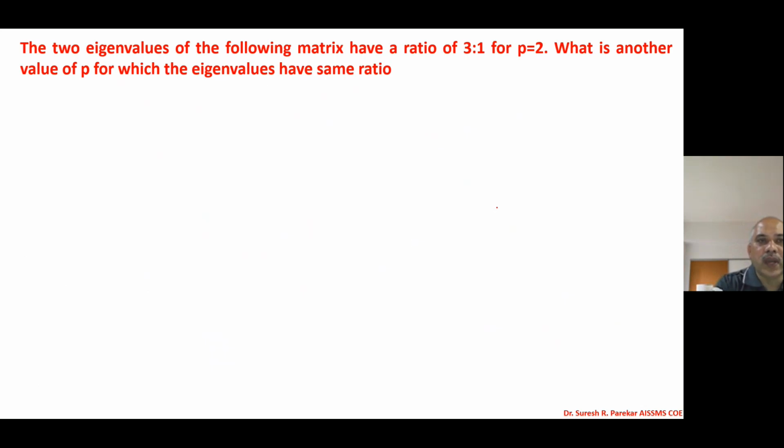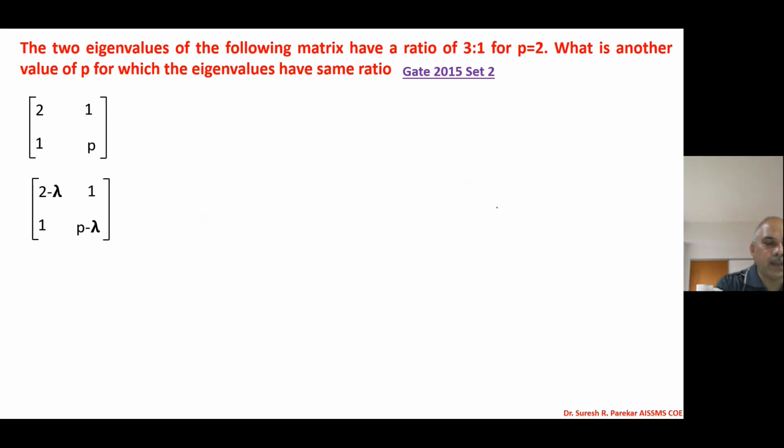Then, two eigenvalues of the following matrix have a ratio of 3:1 for p equal to 2. What is another value of p? This was asked in 2015. Then we have A minus lambda I, and from this we are going to get 2p minus 2 plus p lambda plus lambda square minus 1. If we solve this, we get lambda square minus (2 plus p) lambda plus 2p minus 1, and that is equal to 0.